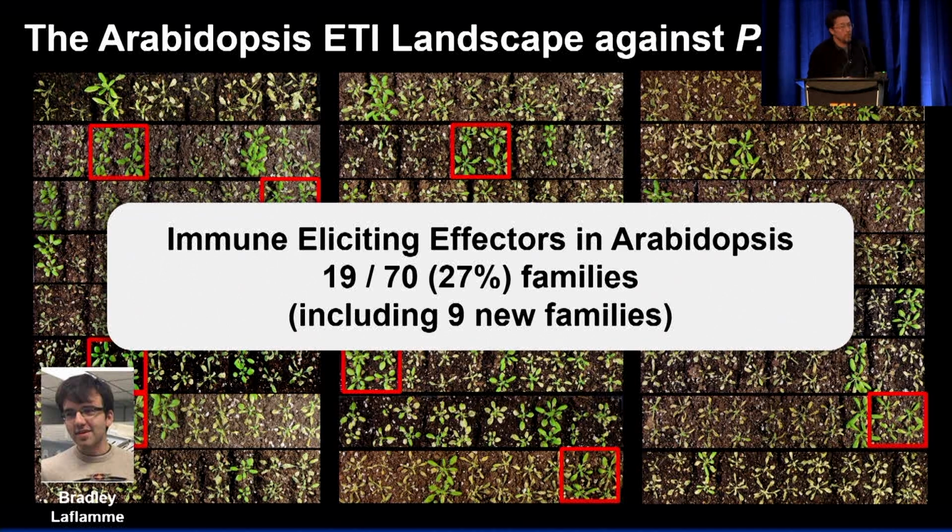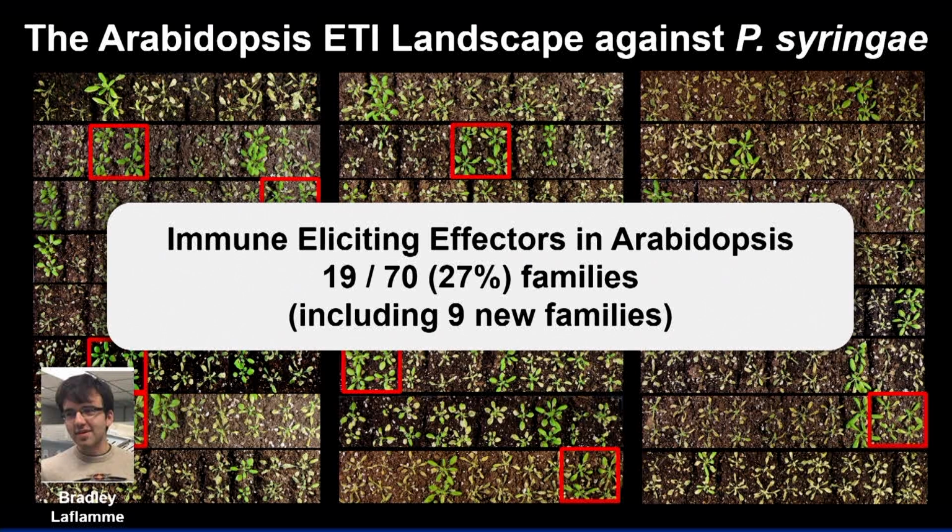And to summarize, what we found was that this ecotype, this one type of Arabidopsis, was able to recognize 19 of the 70 effector families found in Pseudomonas syringae. That's over a quarter of the effector diversity that's found in Pseudomonas syringae. So that was pretty impressive. This added a lot of new families that we didn't know were recognized by Arabidopsis.